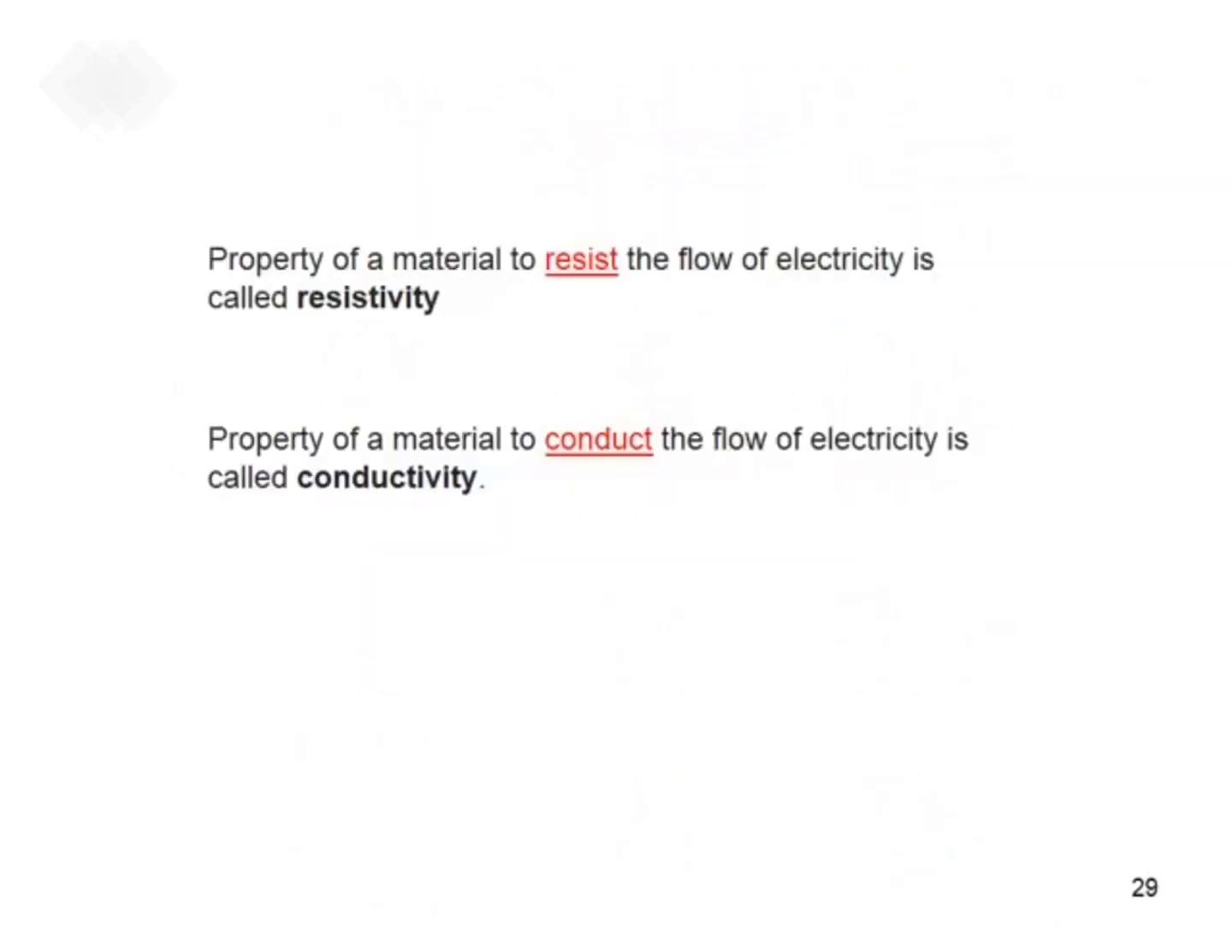So this is for revision. Resistivity is a property of a material to resist the flow of electricity. Conductivity is a property of a material to conduct the flow of electricity, or the allowance of flow of electricity. This is called conductivity.